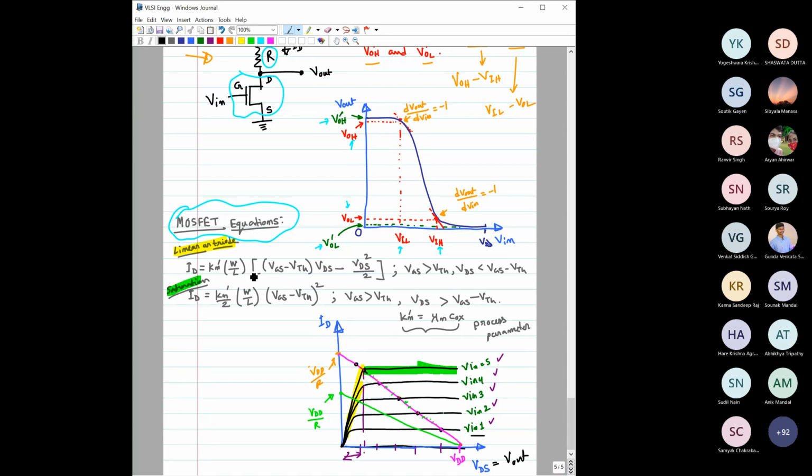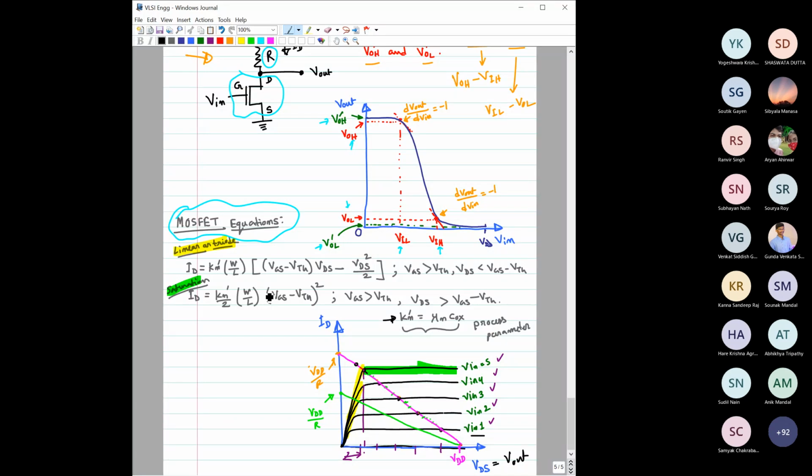The only thing that is going to change is the W by L, depending on your design. When you fix a technology, say the 180 nanometer node, this Kn value is fixed. You are not going to change this. The only thing you are going to change is this W by L ratio in terms of your design. And when you are doing the operation, you are going to change VGS, VDS, all this stuff.